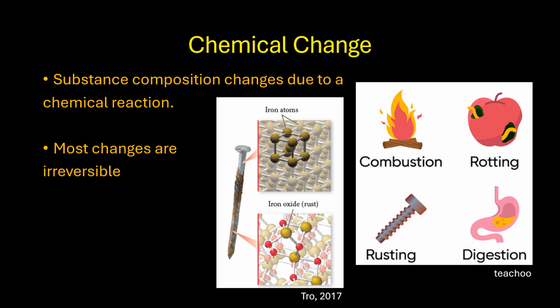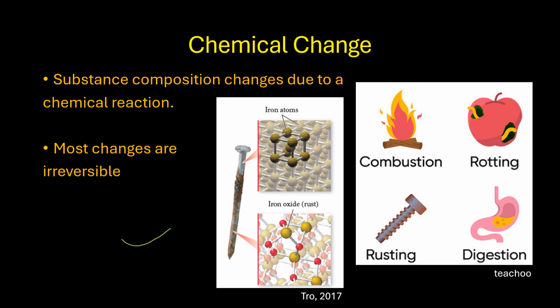And then you have your chemical changes. In a chemical change, the substance you are dealing with undergoes a chemical change due to a chemical reaction. So the material or the chemical structure you had before the change is not the same as the chemical structure you have after the change.